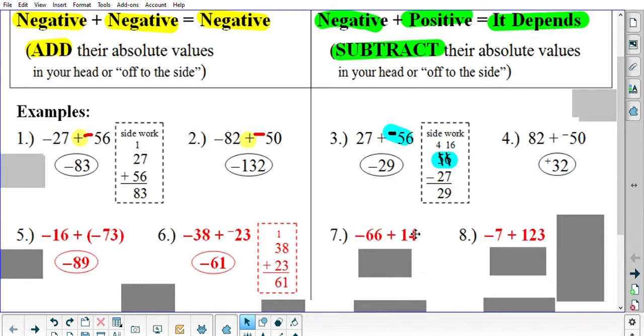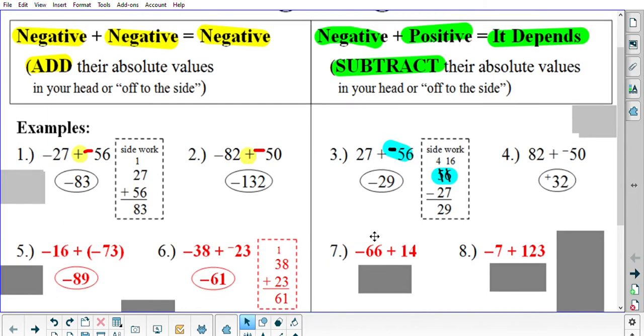Again, if these original problems were left blank on your copy, then please write them down so you have the original problems. Okay, number 7. Are they both negative like they were on numbers 5 and 6? No. The 66 is negative, but the 14 is positive. So when they're different signs, we're looking at what I have highlighted in green up here. A negative plus a positive. You will subtract in your head or off to the side if you need to.